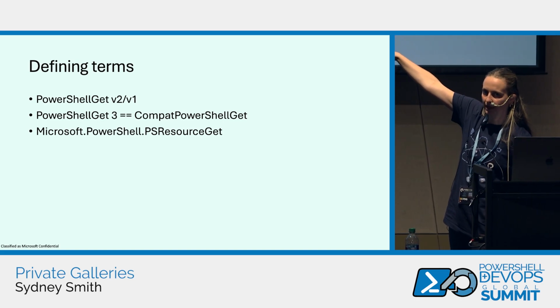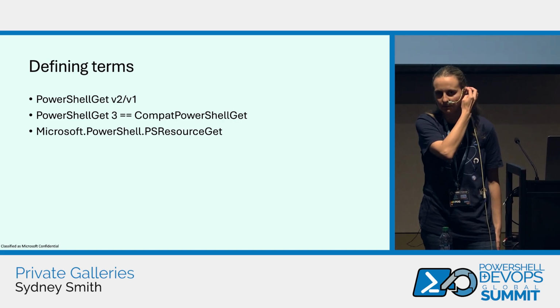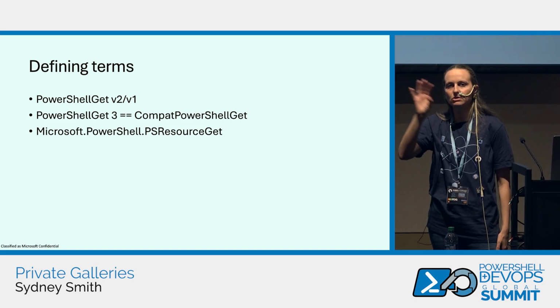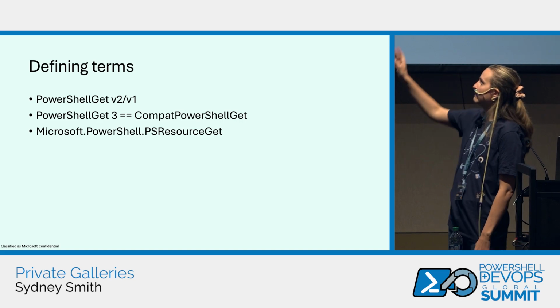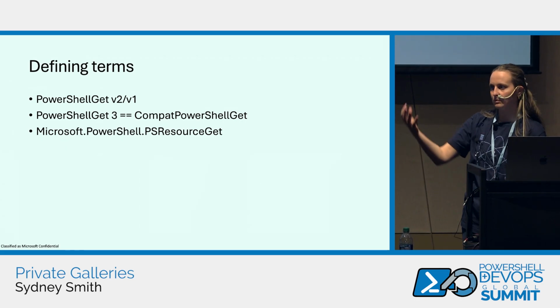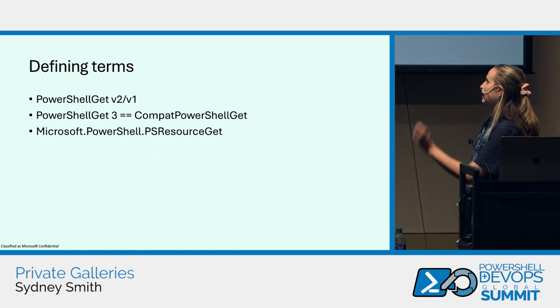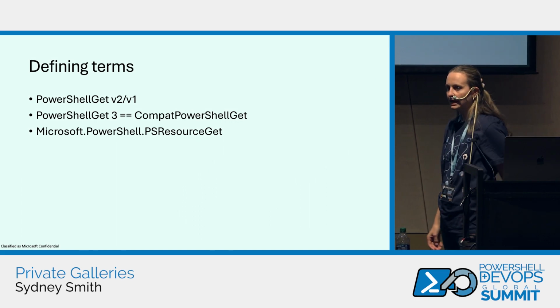Long story short, we ended up renaming the module to PSResourceGet. So that's where the name PSResourceGet comes from. We ended up deciding this is so different, it's its own module. But then what happens to PowerShellGet in PowerShellGet v3, right? What happens there?